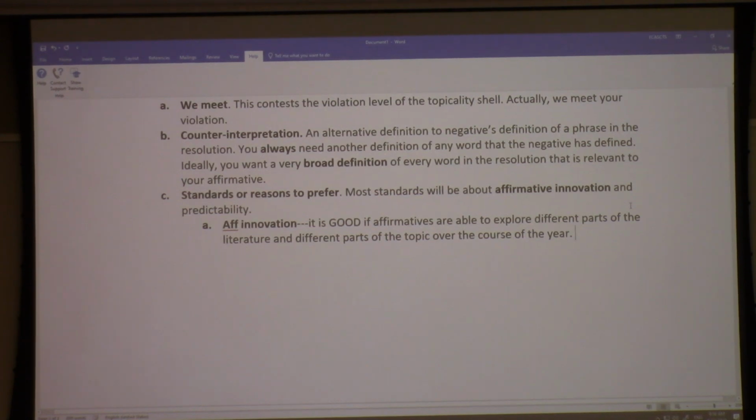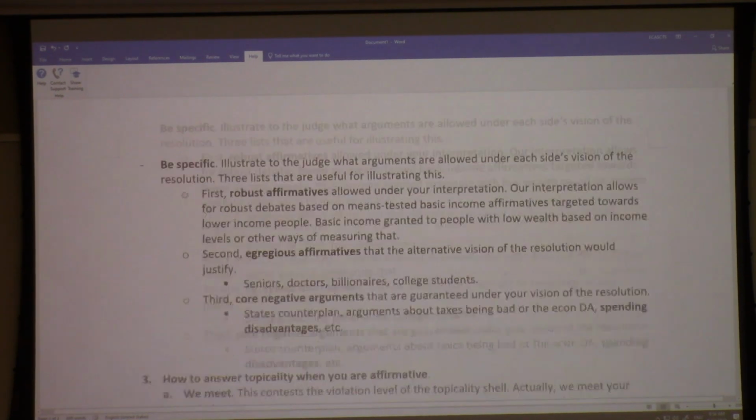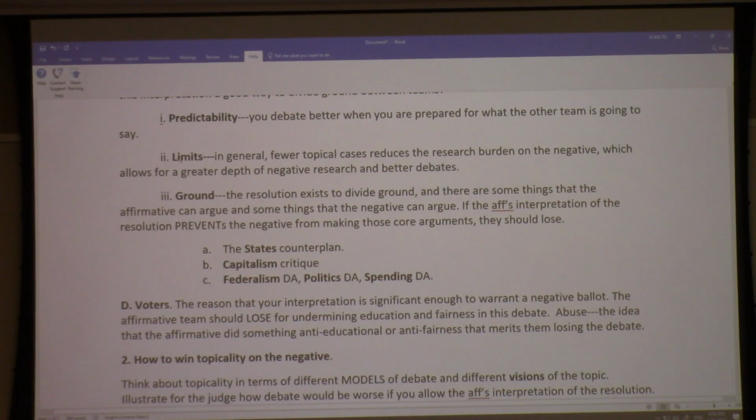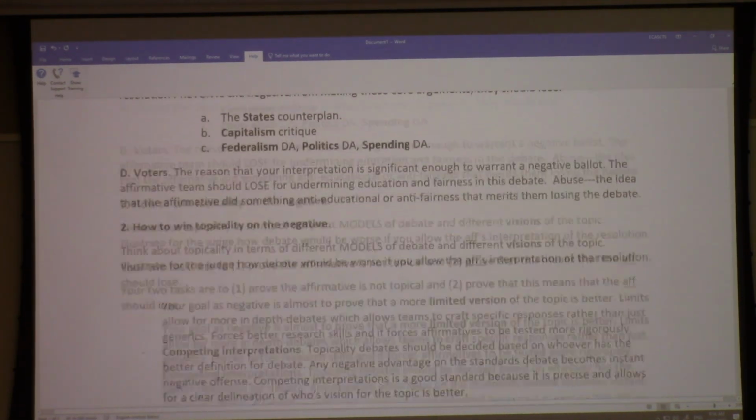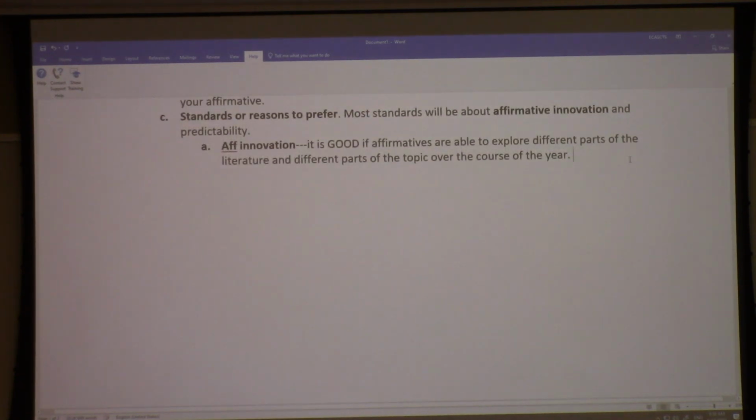It's not totally unlimited, so it doesn't totally violate this argument about limits that we made earlier, because it is bounded by the resolution. But in general, a broader definition of the resolution is better because it allows affirmatives to say more things and thus overcome some of the advantages that the negative has in responding to it. And then the second one is usually just predictability.